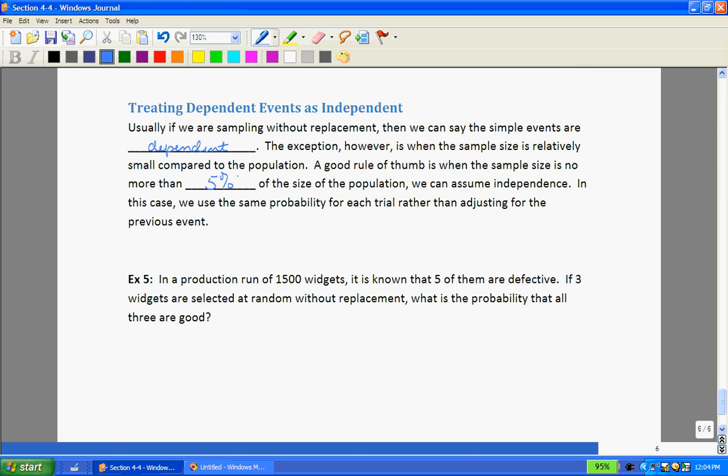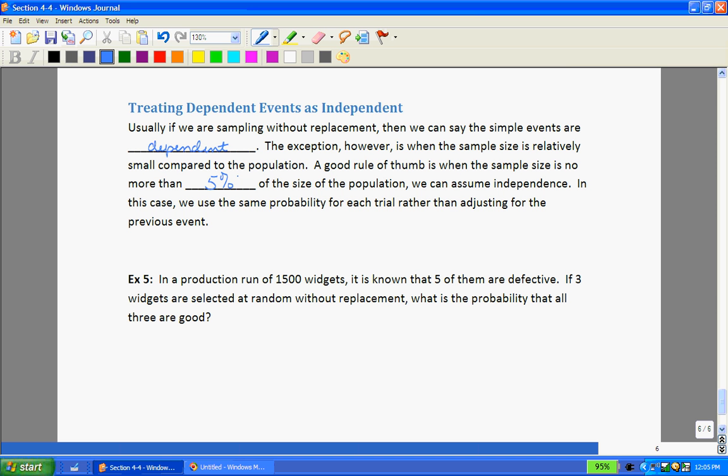So what's basically going on here is if the sample is really small compared to the population, even if the events truly are dependent, you take one away and there's one less and the selection changes, what happens is because the sample is so small compared to the population, that one item that's taken away doesn't affect the probability very much. The change is so small that we just ignore that they really are dependent events and we treat them as independent. So take a look at example 5.